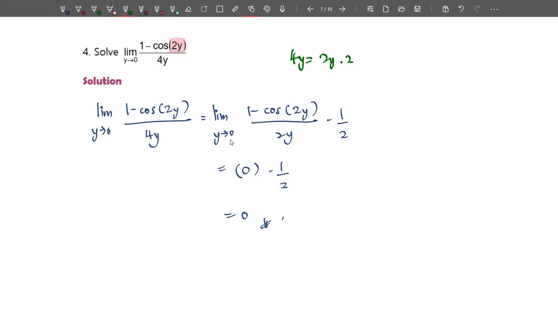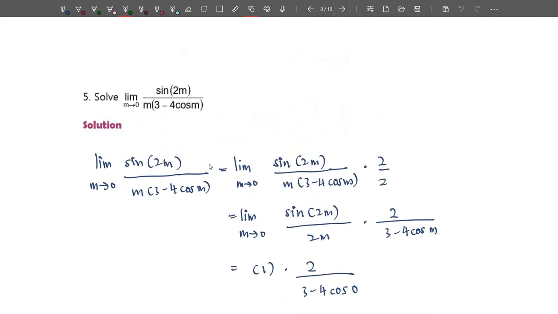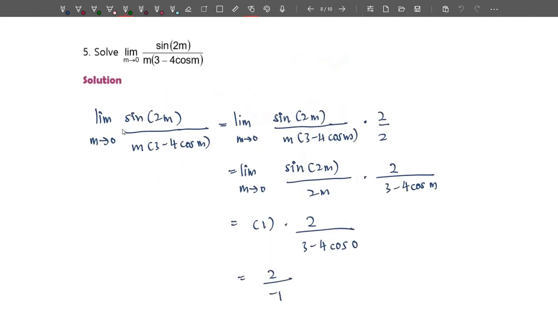So we have limit y approaches 0, 1 minus cos 2y divided by 2y multiply with 1 over 2. Okay, 1 minus cos 2y over 2y is equal to 0 here. So 0 times 1 over 2 is equal to 0. Okay, back to the theorem again. Okay, check the theorem. And then the next one, we have solve limit sin 2m divided by m times 3 minus 4 cos m when m approaches 0.